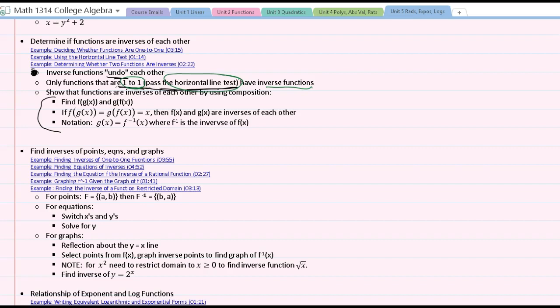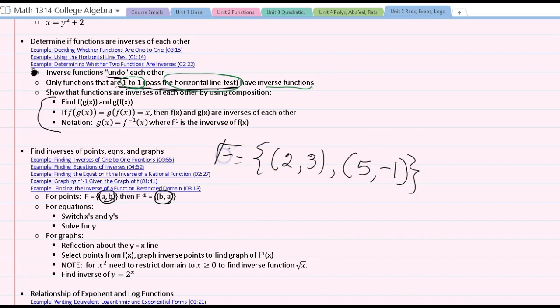One of the things that we're going to find out to find the inverses of points is that if you have a point (a, b), its inverse is (b, a). So if I had the point (2, 3) and another point (5, -1), then we can find the inverse. If this is a function, the inverse function would be the set of (3, 2) and (-1, 5).